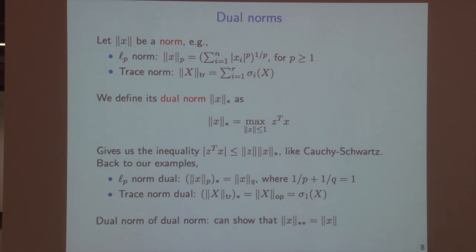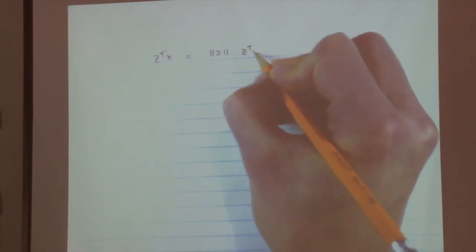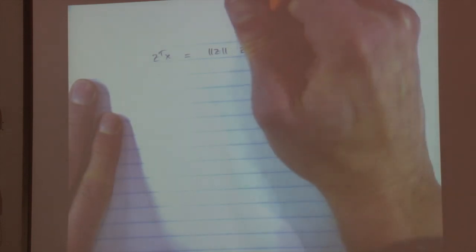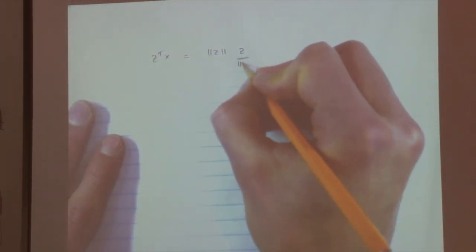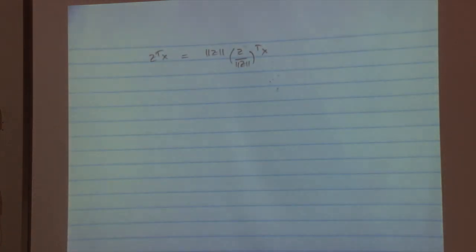Let's just start off with z transpose x. How can I bound this? Well, first of all, if they give me any z transpose x, I can always write that as the norm of z times z over its norm, transpose x, as long as z doesn't have norm 0. But if z has norm 0, then both sides are 0 here, so it doesn't matter.